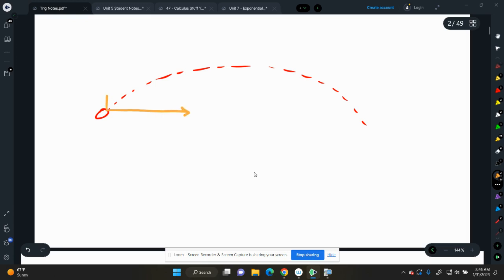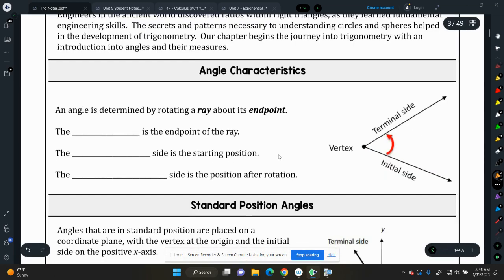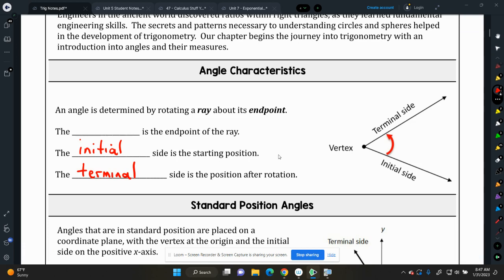And the vectors are going to represent the motion for us. So when we talk about vectors, we have what we call an initial side and a terminal side. Vectors look like rays, or they are rays. The initial side, obviously, is the starting position. And the terminal side is the side after we rotate the vector.